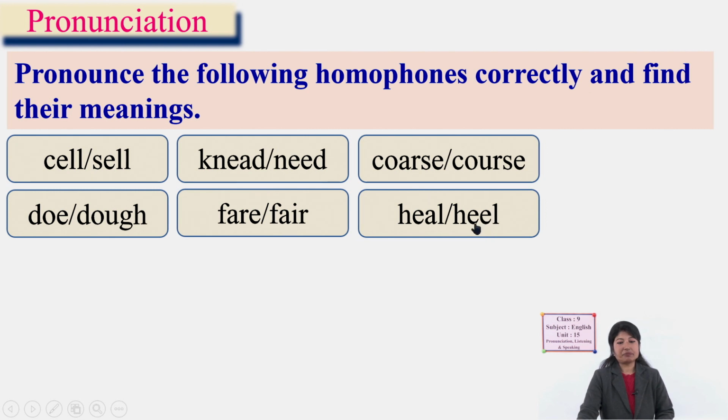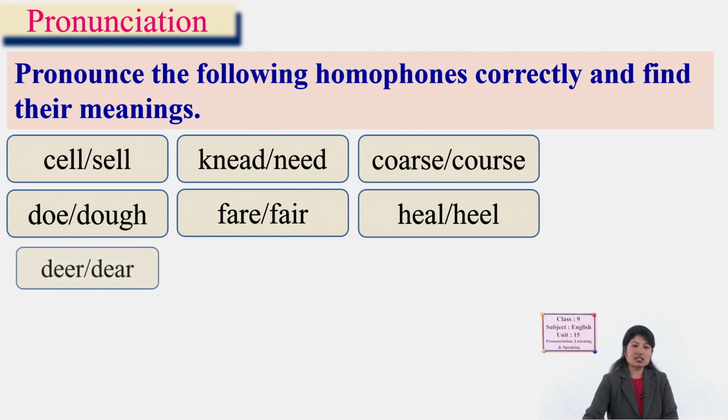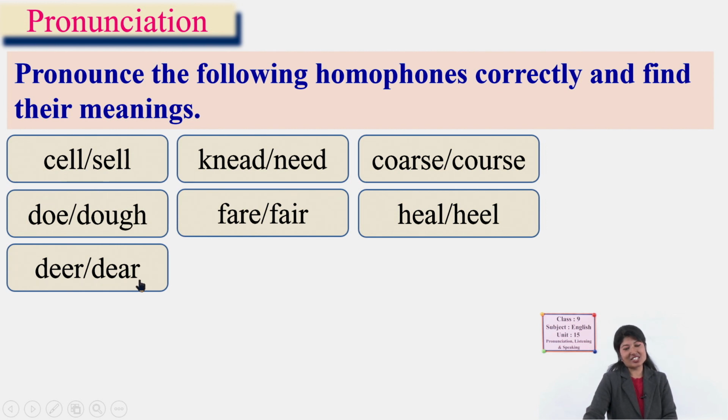Part of the body, backside of your foot, heel. That's the difference in meaning. Okay, next pair of words, deer and dear. This is quite easy, right? This deer is an animal, and this one is our loving dear person.